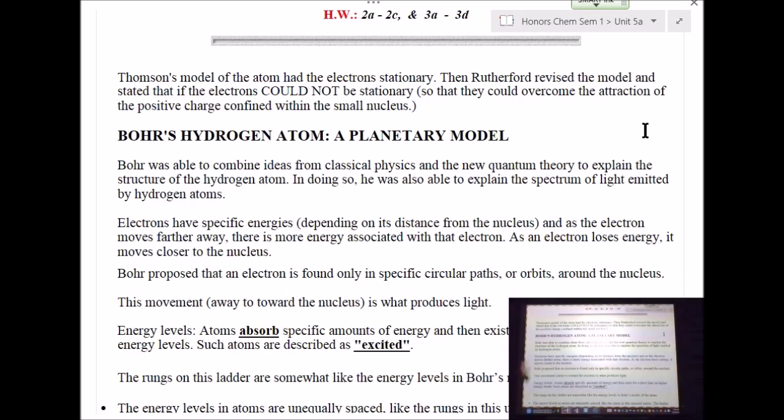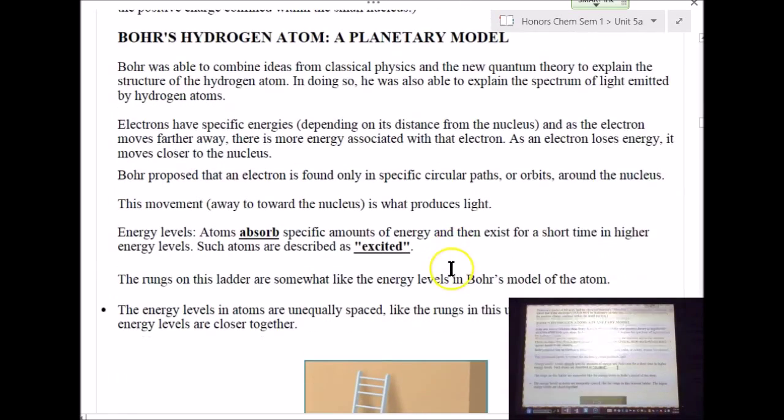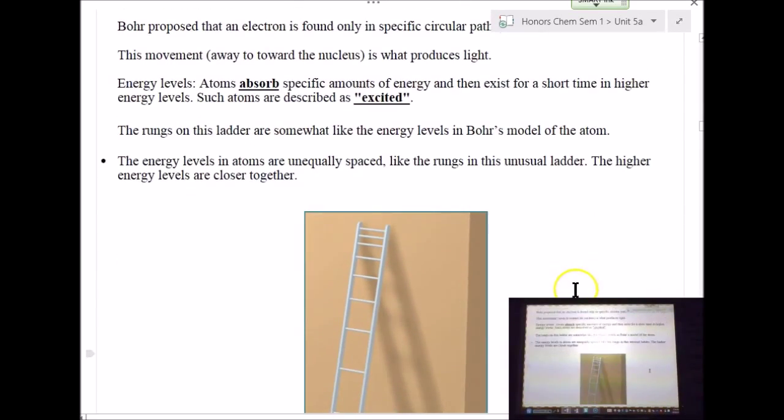All right, so Bohr's hydrogen atom, and again, we're talking about a simple atom where we have one proton, one electron. Bohr was able to combine the ideas of classical physics and new quantum theory to explain the structure of the hydrogen atom. Now, that's all exciting, but here's what Bohr came up with in a nutshell.